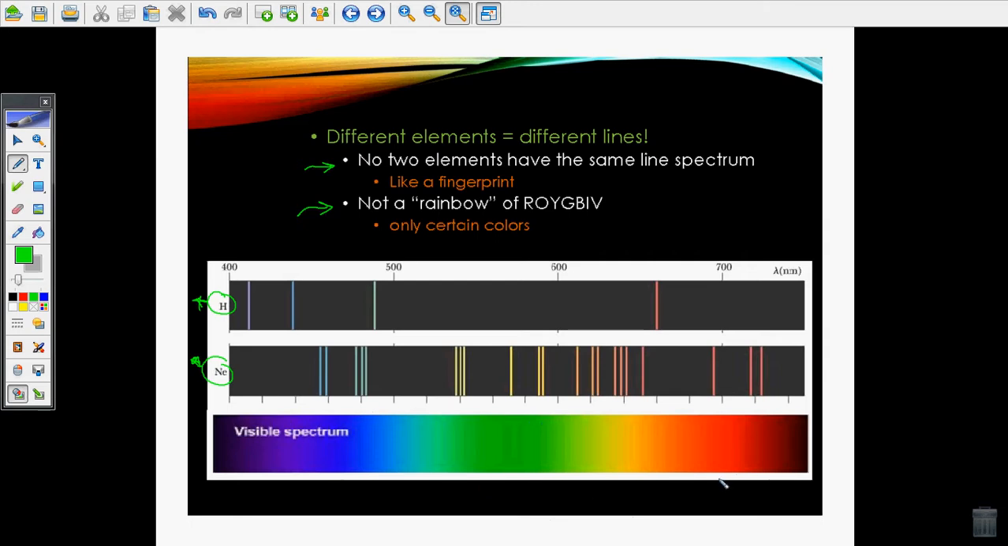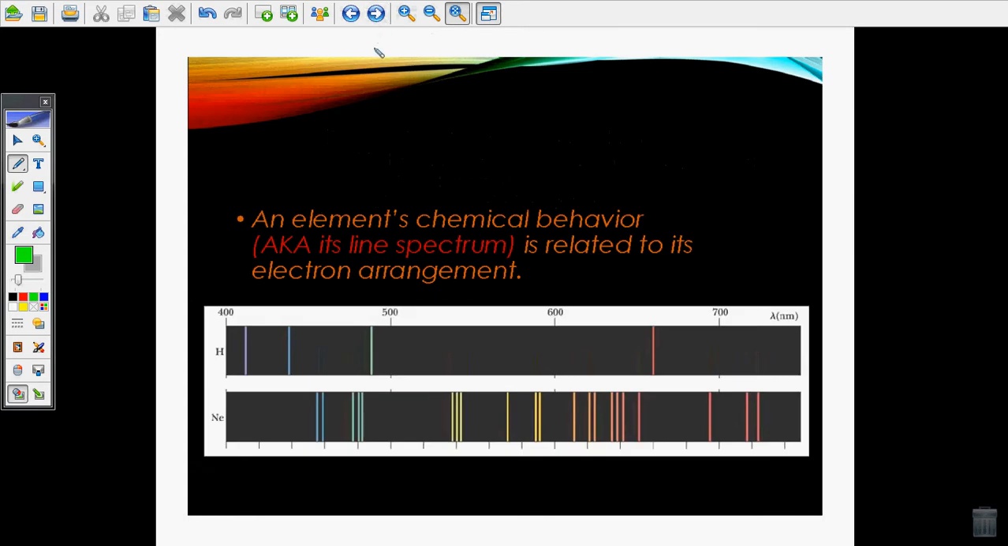If you held a prism or diffraction grating up to that, you would see all of the colors of the visible spectrum. But for light coming from an element, like hydrogen or neon, or barium or strontium from a flame test, notice how we see only certain colors. So chemists were trying to understand why we only saw certain colors. They said an element's chemical behavior, in other words, its line spectrum, is related to its electron arrangement. So we're starting to make connections between light and where the electrons are in an atom. Because hydrogen and neon don't have the same line spectrum, it's because they don't have the same electron arrangement.